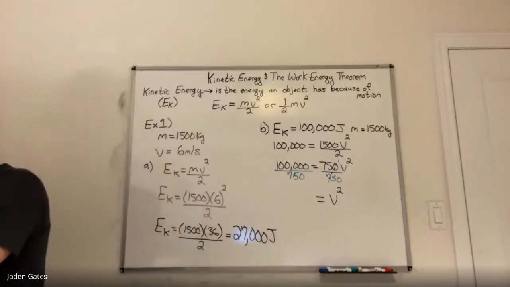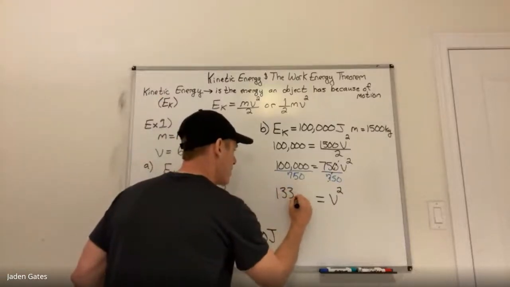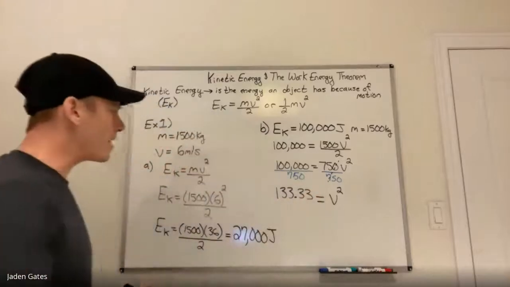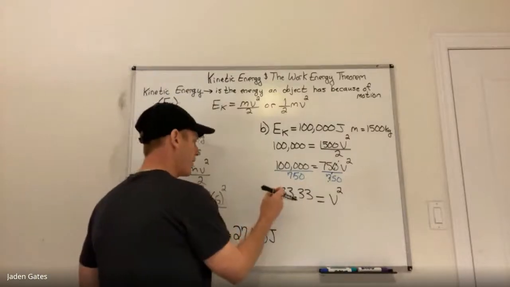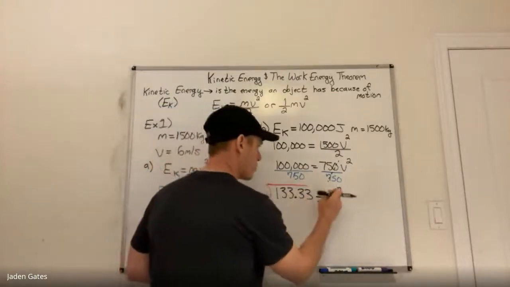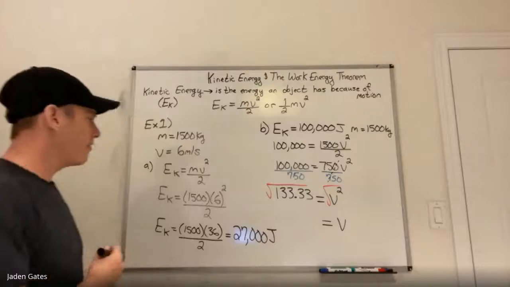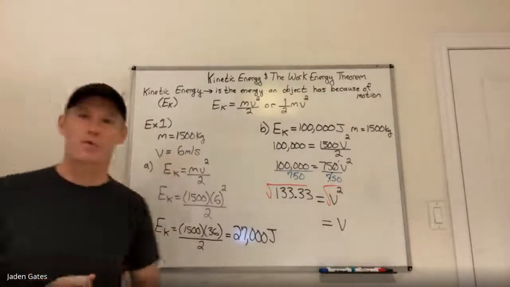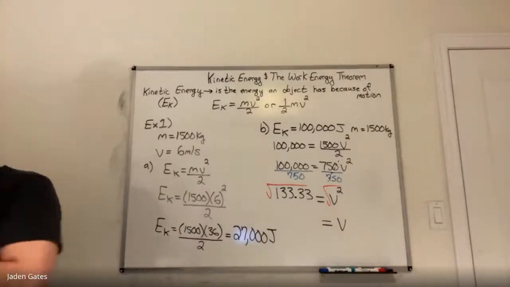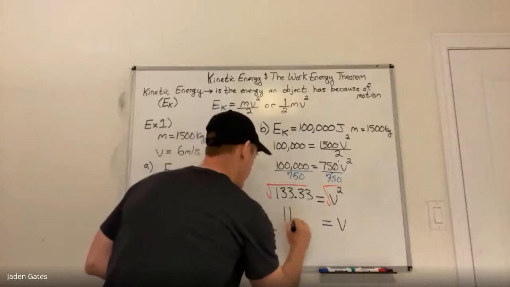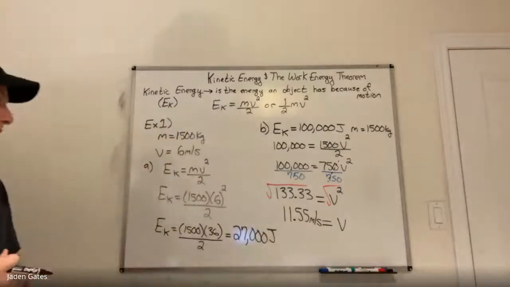And let's see here, get my trusty calculator out, and to 2 decimal places, I get 133.33. And then, of course, the last step is to get rid of the little 2, the exponent on the v, so I'm going to take the square root of both sides. And now the velocity of my whale, I know it's going to be bigger than 6, right? Because there's more energy there. And let's see, I take the square root of 133.33, and I get 11.55 meters per second squared.